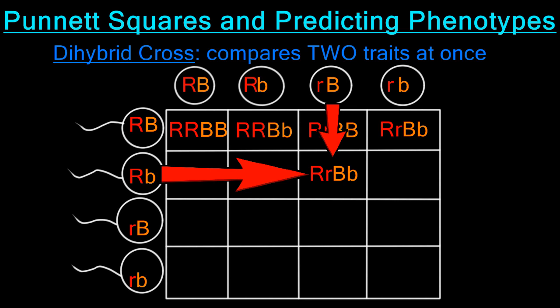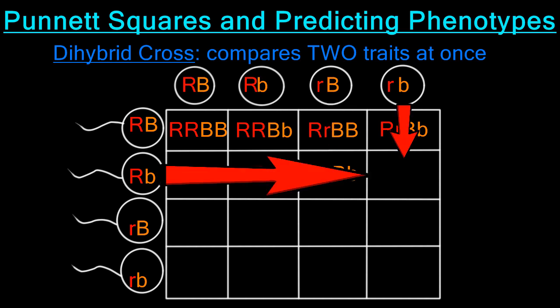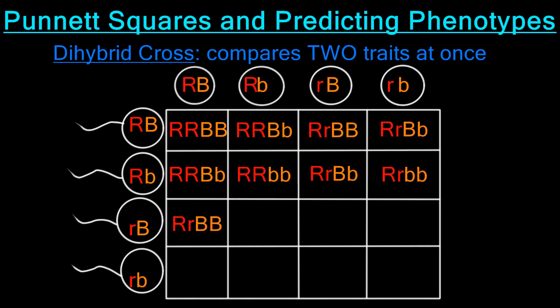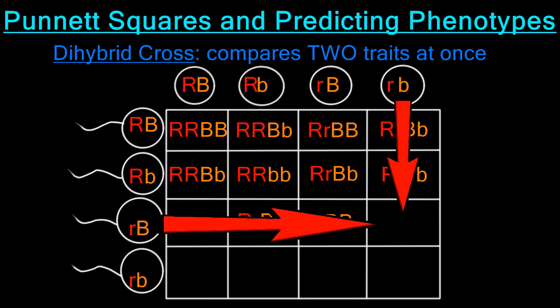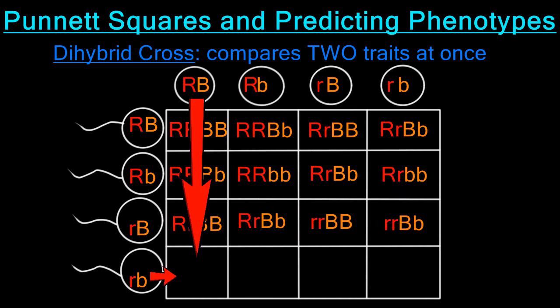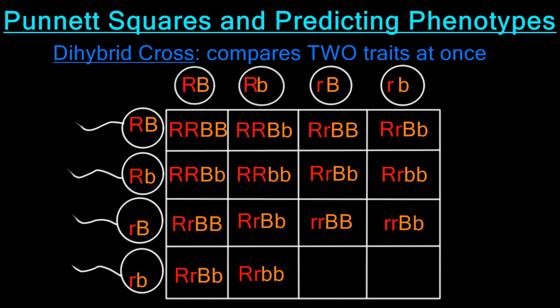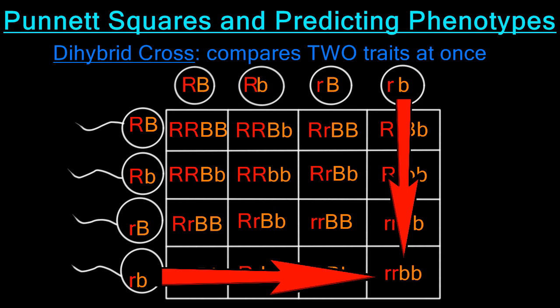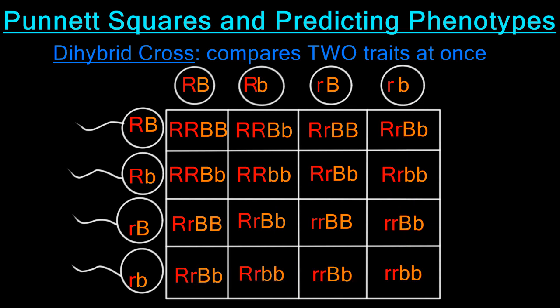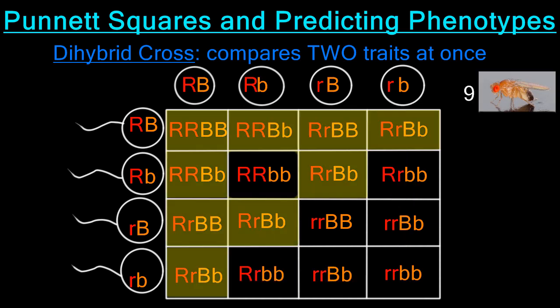We continue to fill in the boxes, making sure to keep the R's together and the B's together when we write the genotypes. Once we've filled in all the boxes, we can examine the phenotypes present. Any genotype that has at least one big R and one big B will have the dominant phenotypes: red eyes with a brown body. The boxes shaded in yellow have red eyes and brown bodies. There are 9 such boxes.